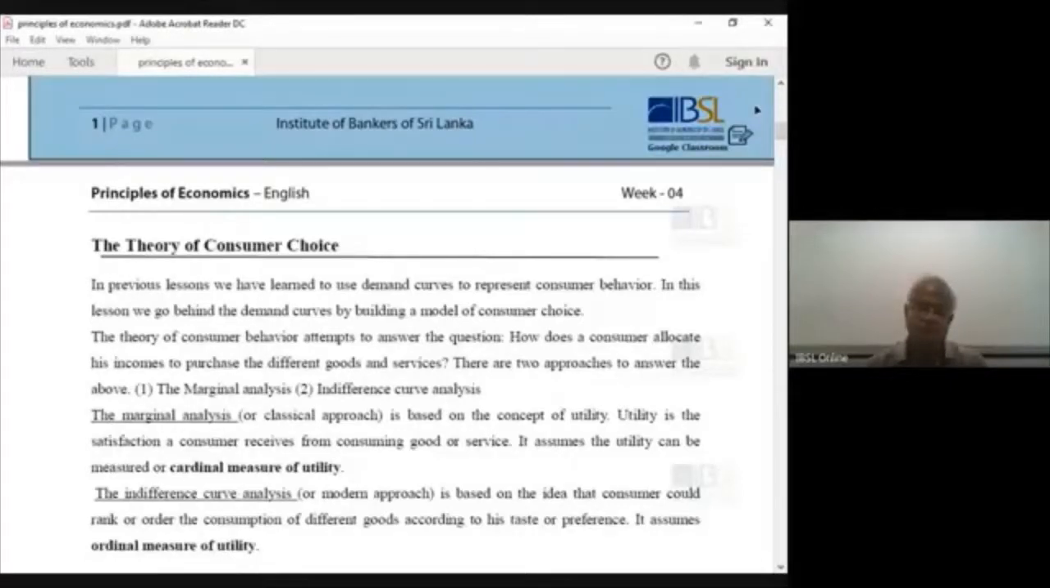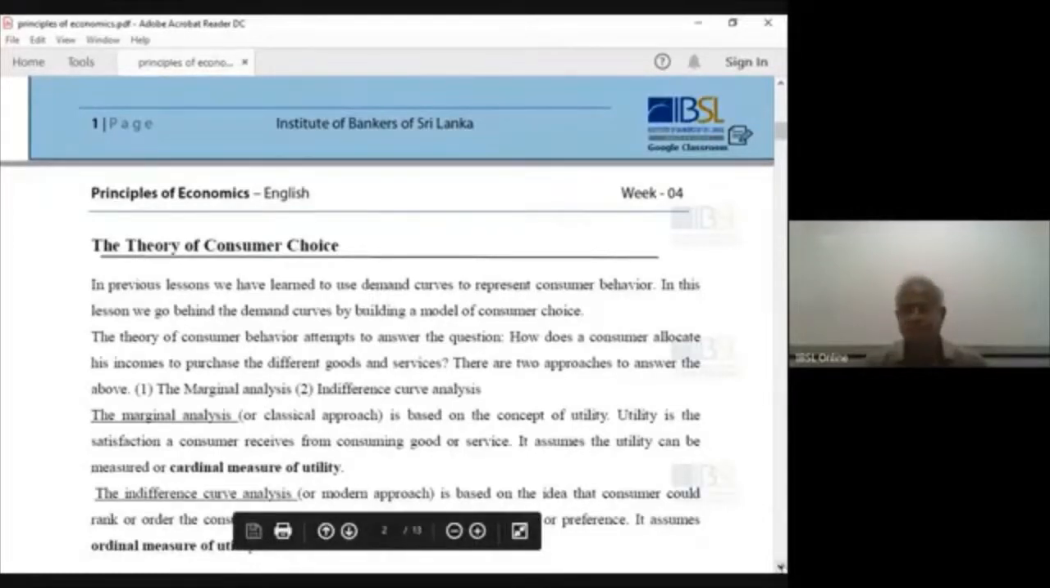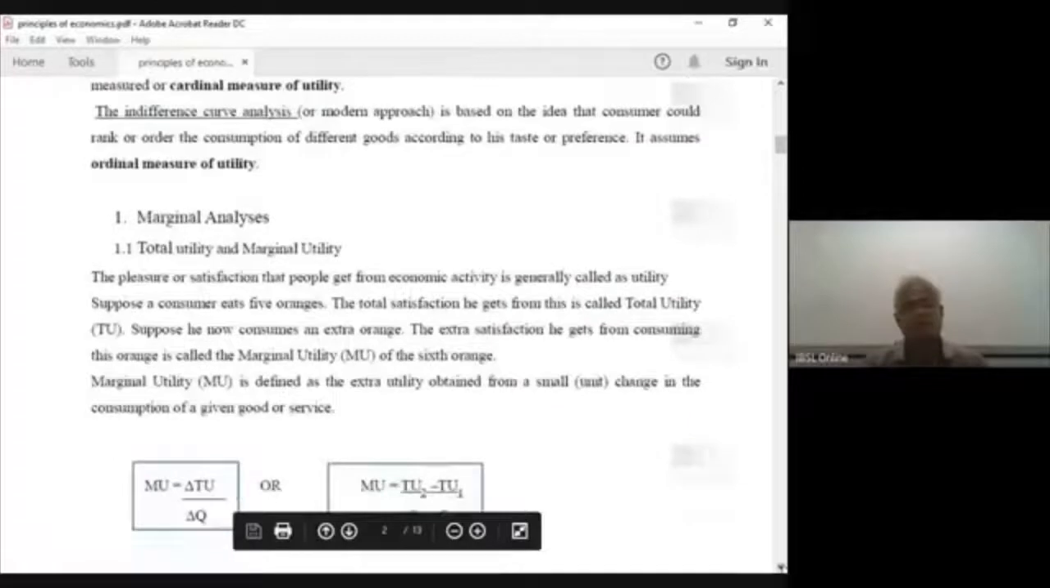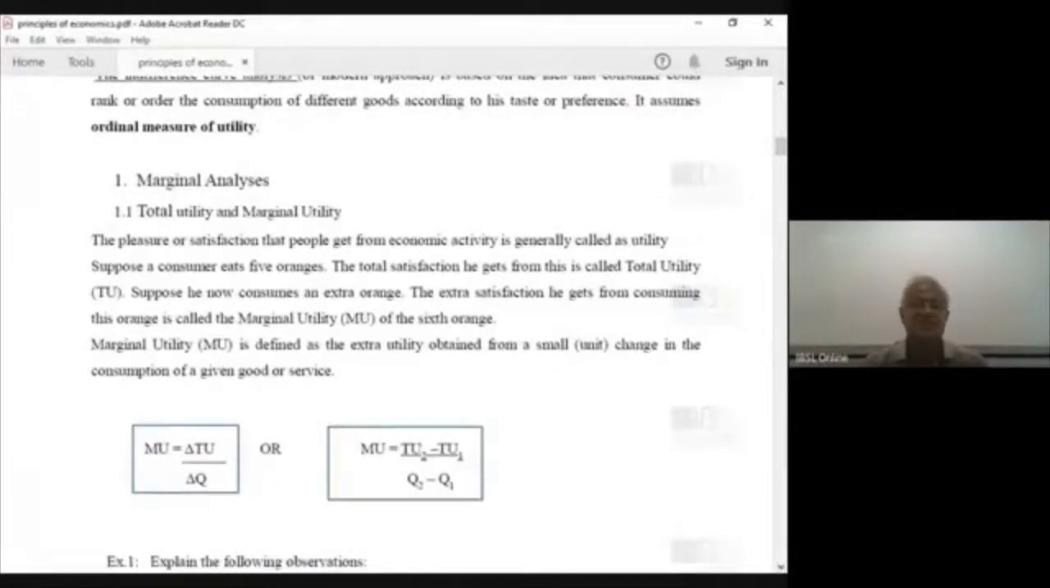Cardinal, ordinal. Then there are two theories. The first is the model based on the cardinal measure of utility. The second approach is the model based on the ordinal measure of utility. Now, first we'll discuss the first approach, marginal analysis, the measurable utility, with two concepts: total utility and marginal utility. Total satisfaction and marginal satisfaction.